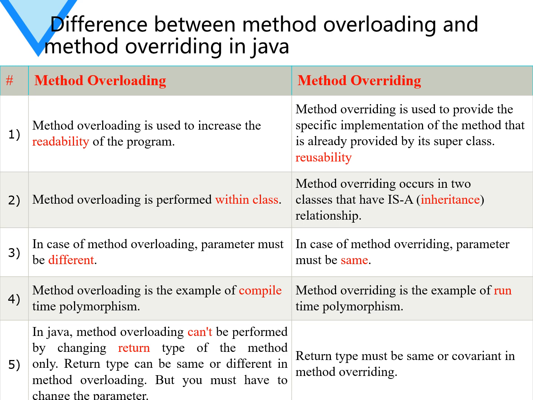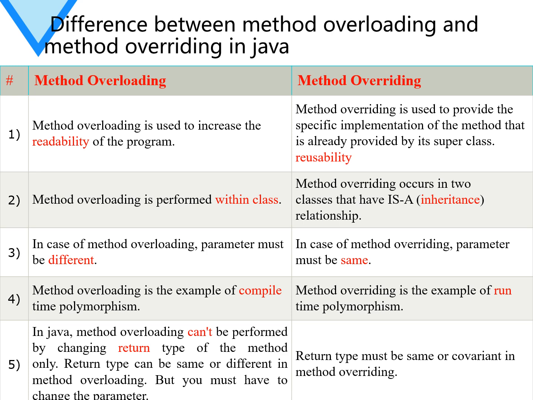Now we need to differentiate between method overloading and method overriding in Java. Method overloading is used to increase the readability of the program. The main purpose of method overloading is readability. The main purpose of method overriding is readability along with reusability. Method overriding is used to provide the specific implementation of a method that is already provided by a superclass. Method overloading is performed within a class. We can implement method overloading in a single class, but we cannot implement method overriding in a single class.